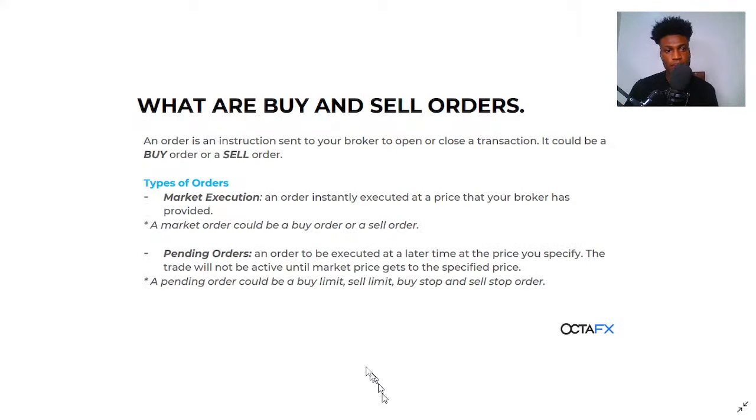The next type of order is pending orders. Pending orders are orders that are to be executed at a later time at the price you specify. The trade will not be active until the market price gets to the specified price. A pending order could be a buy limit, a sell limit, a buy stop, or a sell stop order.